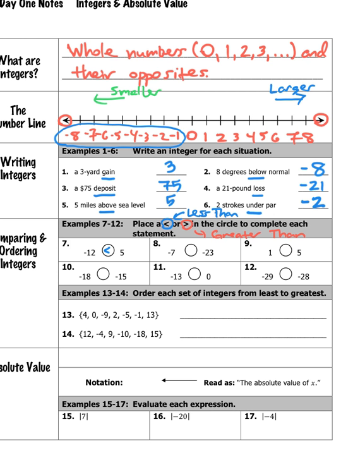For number 8, I have 2 negatives I'm comparing, -7 and -23. Well, if you think about the number line, here's -7 up here. -23 is going to be to the left of -7 on the number line, so that means -23 is smaller than -7. So here I would write a greater than sign. -7 is greater than -23. Number 9, I'm comparing 1 and 5. You know that 5 is larger than 1, so this would be a less than sign. 1 is less than 5.